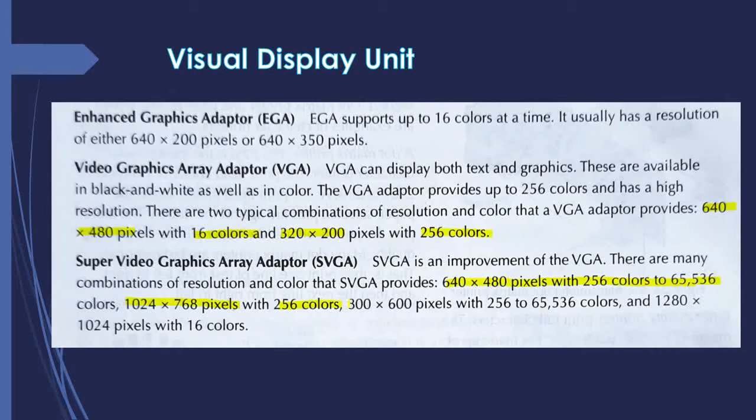And for 800 by 600 pixels, 256 to 65,536 colors will be supported. And if it is 1280 by 1024 pixels, then only 16 colors will be supported. So these are the dimensions of color support of EGA, VGA, and SVGA.